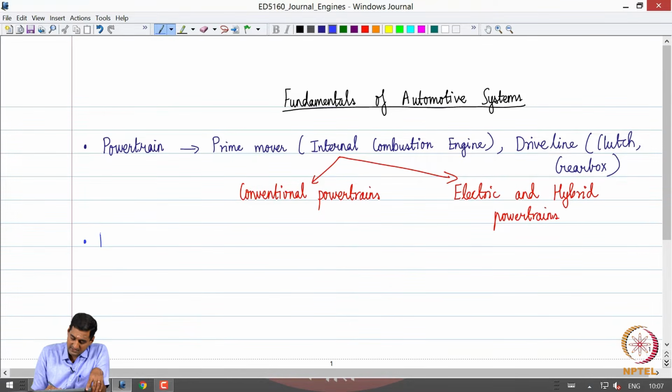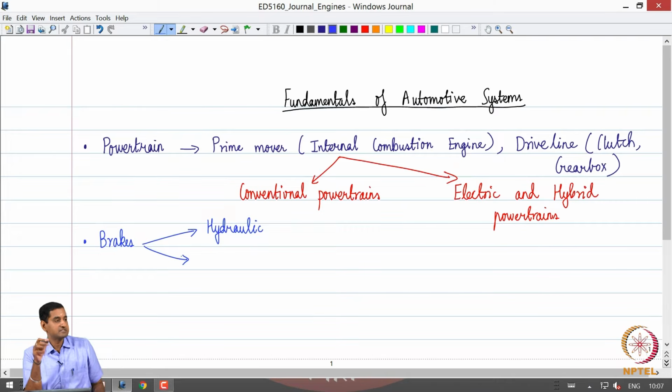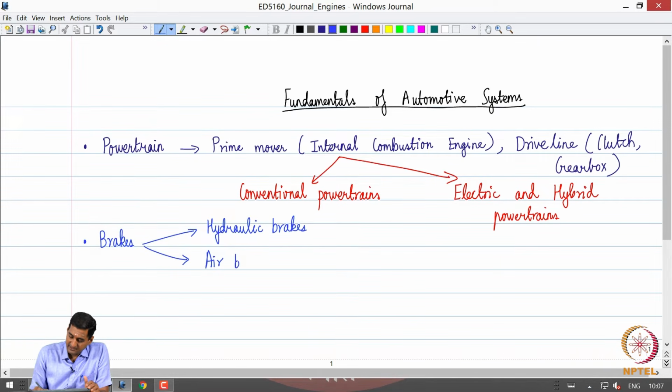So, the next module will be on brakes. Okay. So, we would look at both hydraulic brakes, which are typically used in light motor vehicles like passenger cars, even light commercial vehicles and so on. We would also look at air brakes, okay, hydraulic brakes and air brakes that are used in heavy road vehicles like trucks and buses and so on. Okay. So, we will look at the construction, operation and features, analysis and so on.